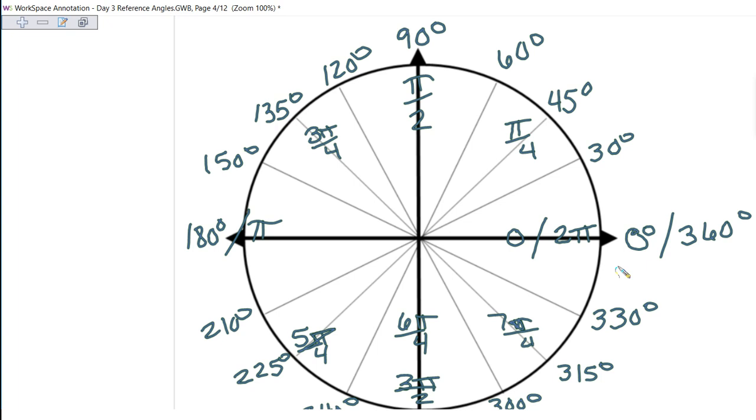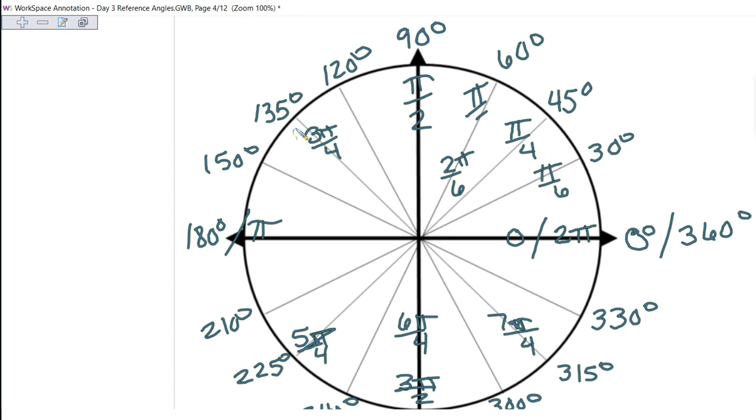Now for 30 degrees, what fraction of 180 is it? 30 out of 180 would be 1/6. So 30 degrees would be 1 pi over 6. 60 degrees would be 2 pi over 6. And that simplifies to pi over 3. 3 pi over 6 is also pi over 2.